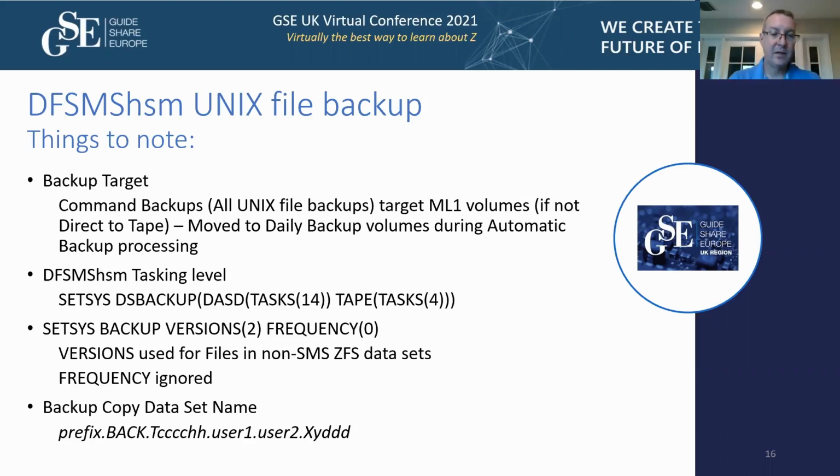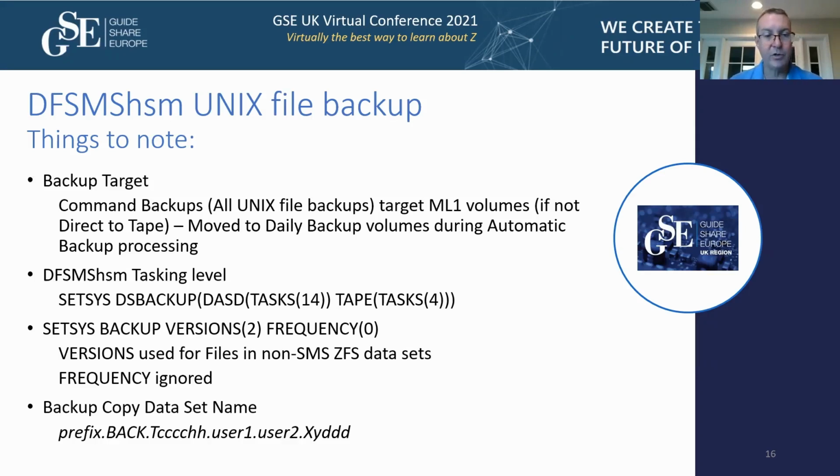The HSM tasking level makes a big difference on the speed at which HSM processes all these files. So the more tasks you feel comfortable assigning to HSM, the better. In this case, the SETSYS DSBACKUP is what controls that. In DSBACKUP, there's DASD tasks 14, tape tasks 4. And so that means there's 14 DASD tasks that it can use and another 4 tasks that go to tape that it can use.